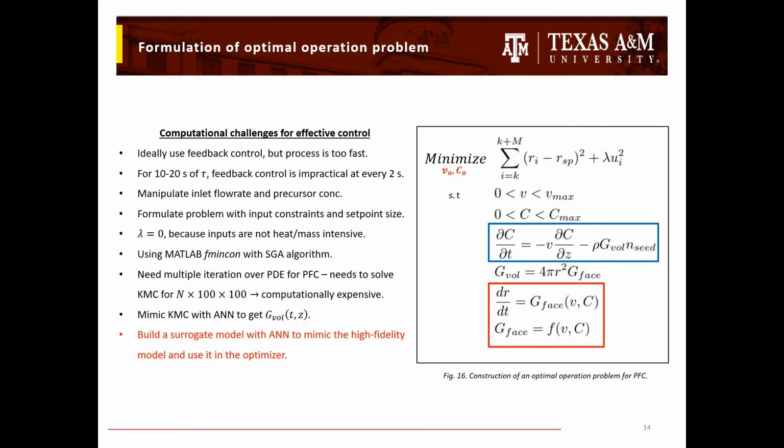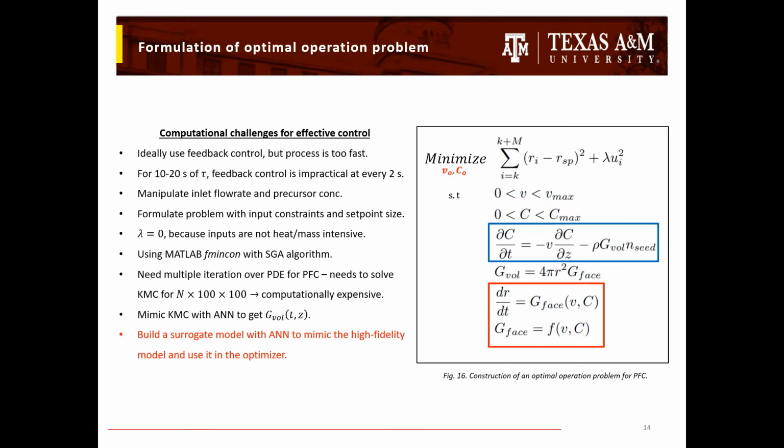And it has the growth rate term. This growth rate term is actually found by the KMC simulations I described previously. So effectively, it will be very difficult for the optimizer to do, say, 100 iterations, and in each iteration solve the computationally expensive KMC simulation.